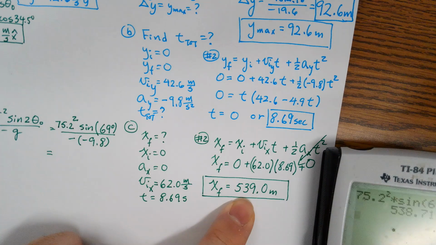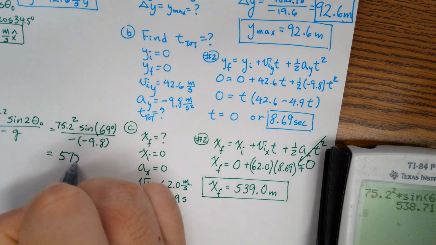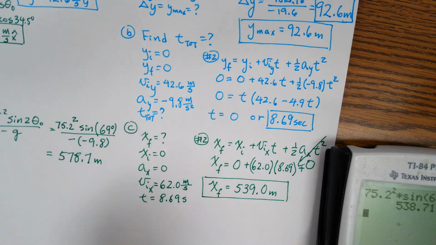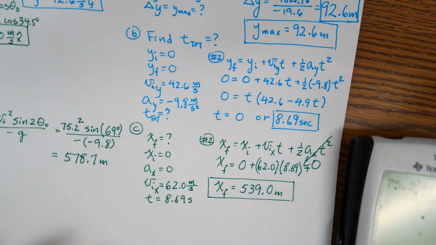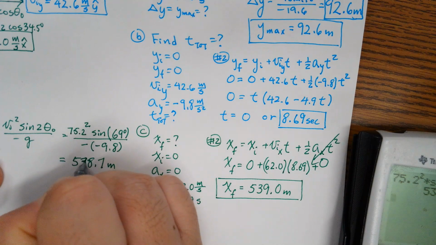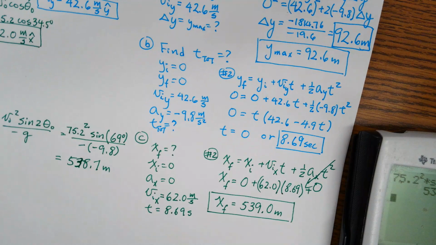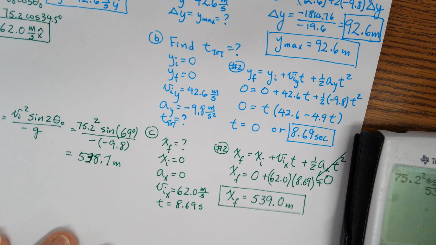578.7, 579, right? So no, 538, sorry, not 570, 530. All right, so it does work.